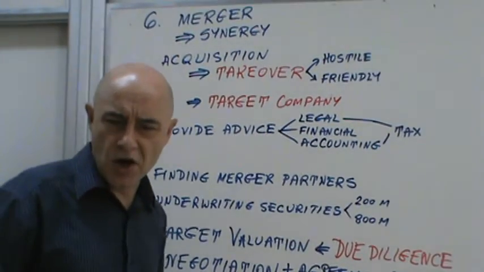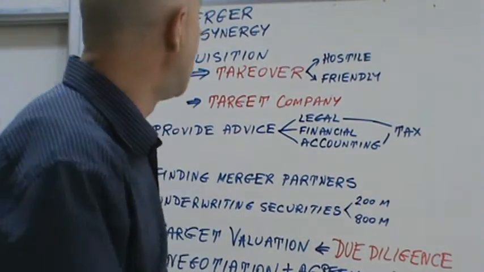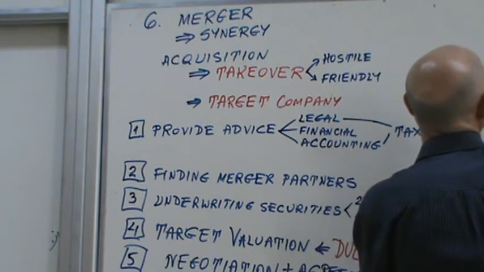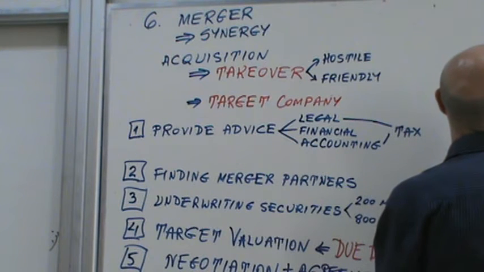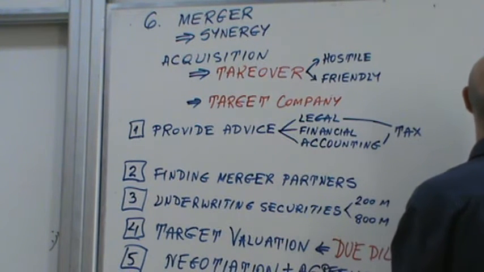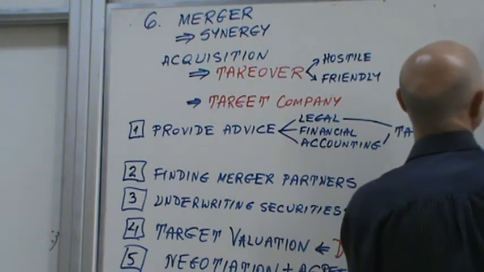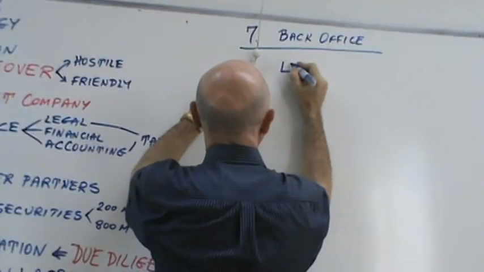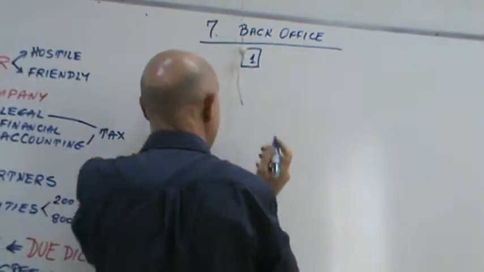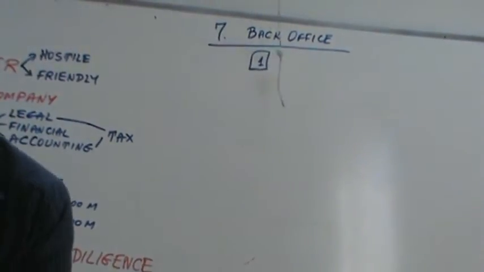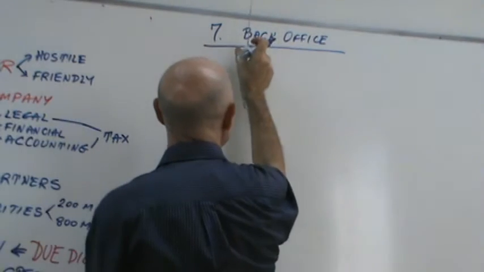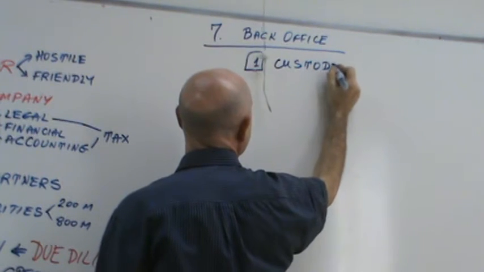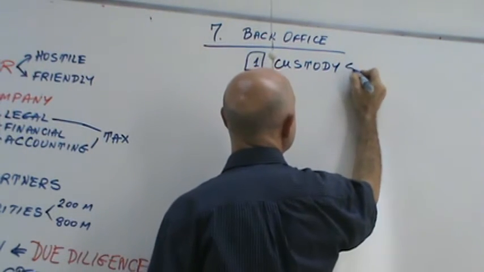So, what is the back office? All right, number 7, back office. Back office functions. Number 1, custody. Custody service.